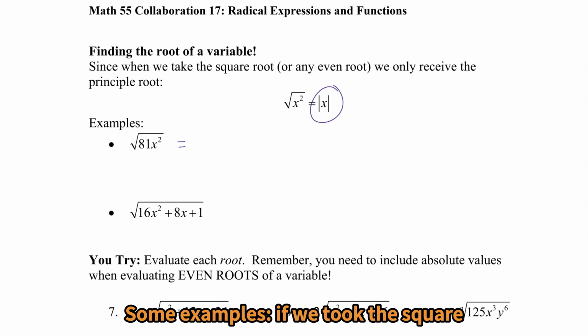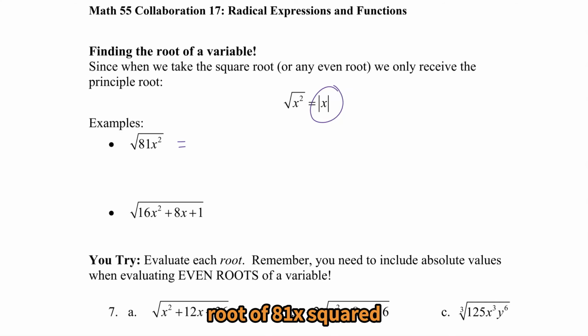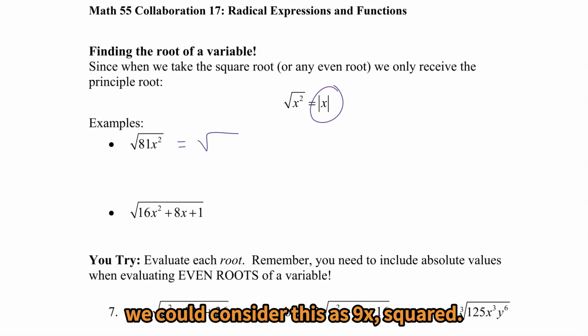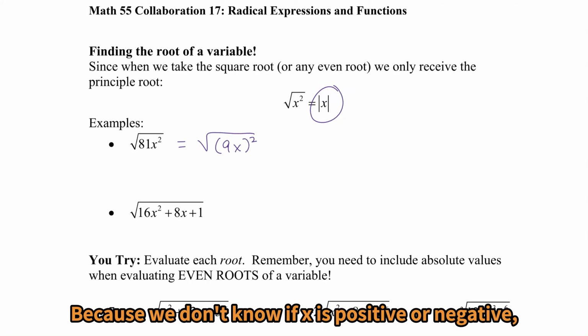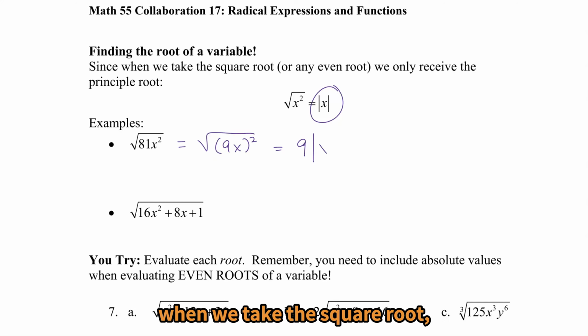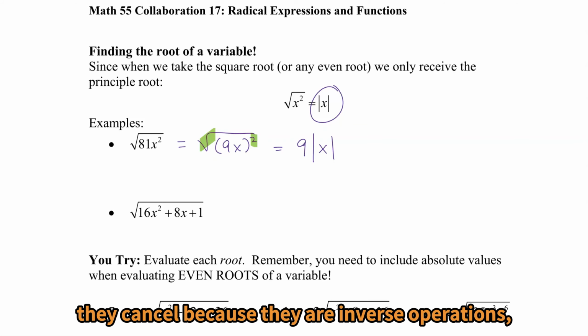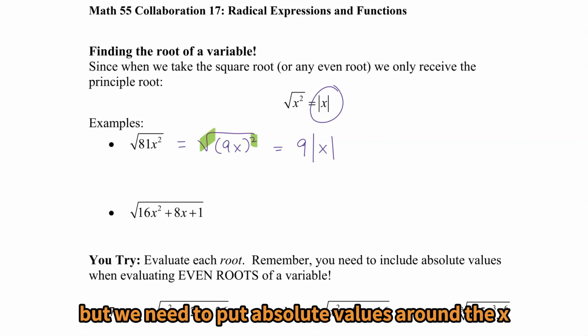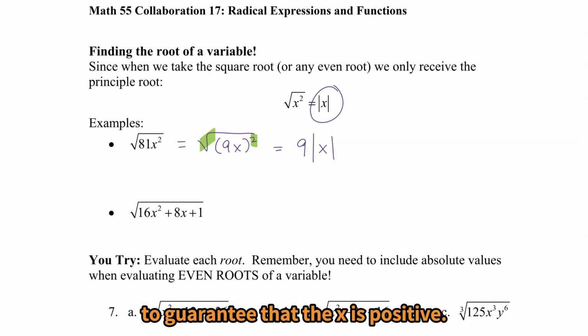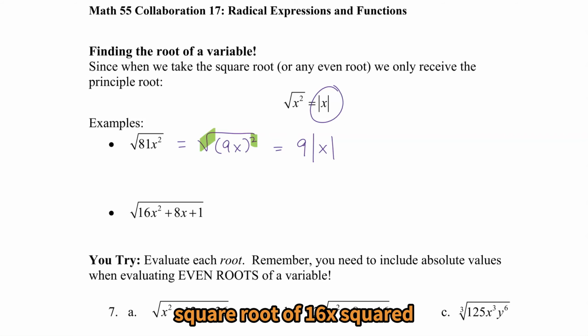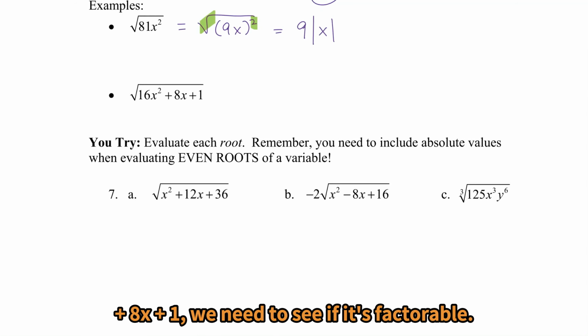Some examples: if we took the square root of 81x squared, we could consider this as 9x squared, but because we don't know if x is positive or negative, when we take the square root with the square, they cancel because they're inverse operations, but we need to put absolute values around the x to guarantee that the x is positive. For the next problem, square root of 16x squared plus 8x plus 1, we need to see if it's factorable.